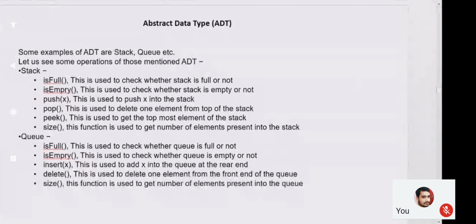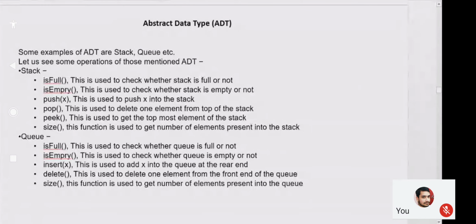Push, pop, peep, and size. Here the another name of size is display. You can write display also, no issue. Display function. So these are the public functions. These functions basically operate on the data of stack type. If I write int I, it means I is a variable of integer data type.